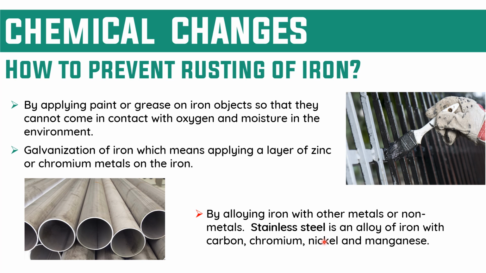Stainless steel means iron mixed with, iron is the metal, we want to protect iron, so we mix the iron with carbon, chromium, nickel and manganese. Stainless steel spoon, glass, plate, that is in your kitchen, that is stainless steel. That stainless steel is iron mixed with carbon, chromium, nickel and manganese. So very important, you have to learn this by heart also.